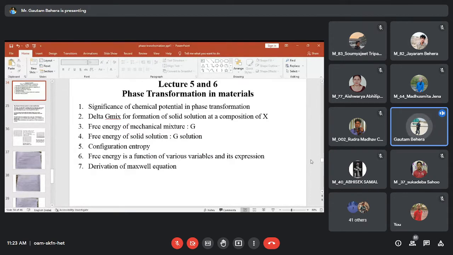And we also got the answer that basically solutions are more stable, because their free energy is decreasing to a large extent the moment they're forming a solution. When you mix two components A and B, and if they form a solution, their free energy is getting decreased, right? But for a mechanical mixture it is not happening much.